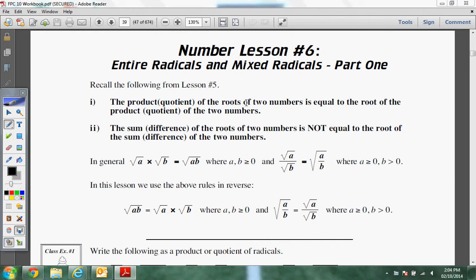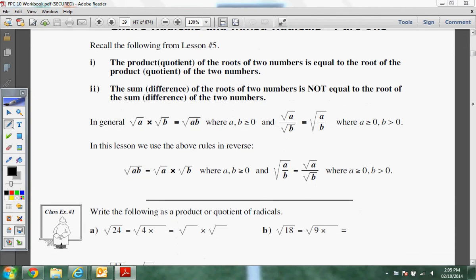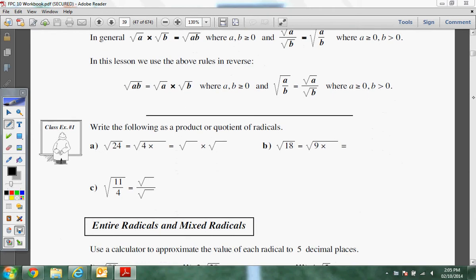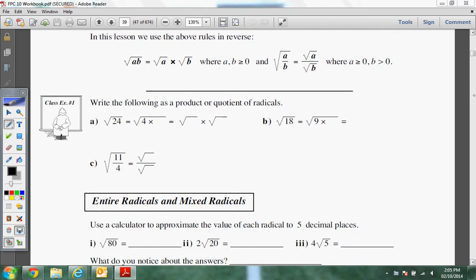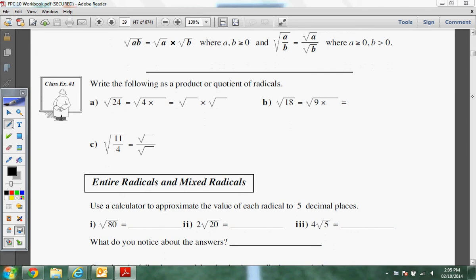The sum and difference is not equal, so you cannot do subtraction. You cannot go root A minus root B and have root A minus root B. You can't do that. This is from yesterday, and then multiplication and division are okay. They both work, just as long as B is greater than 0, because we can't divide by 0. That's just a little review, and that wasn't the main point of the last lesson, but it's okay. So write the following as a product or quotient of radicals.